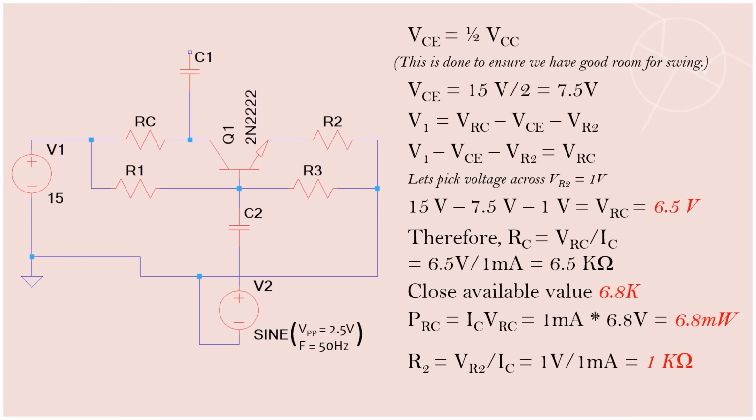Next, we find R2. We already have VR2 to be 1 volt. We have IC to be 1 milliamp. So if we divide VR2 by IC, we would have 1 kilo ohm. If we find the power rating, IC multiplied by VR2, we would have 1 milliwatt.